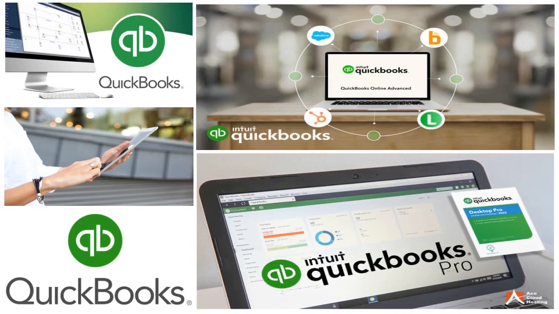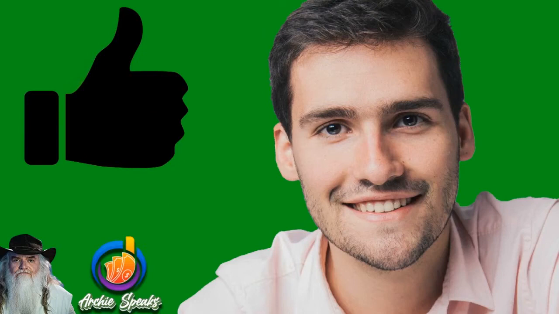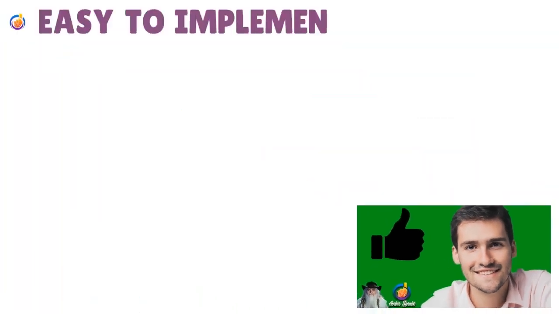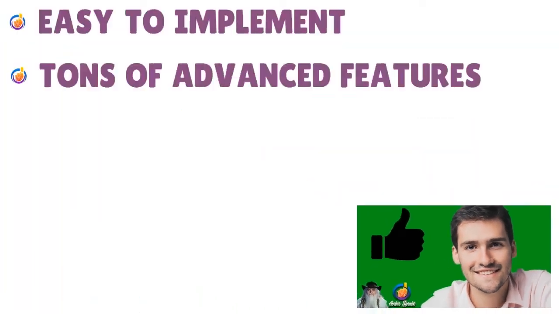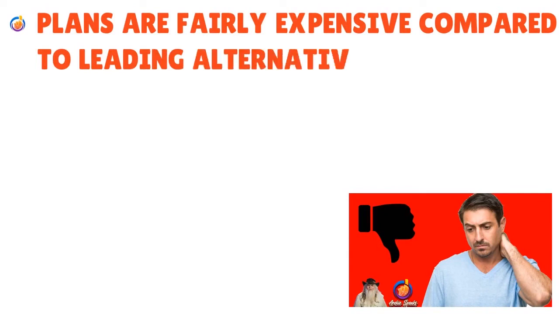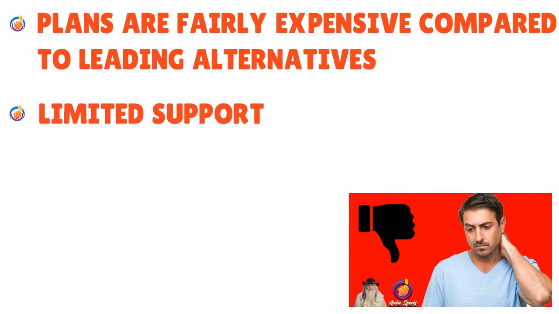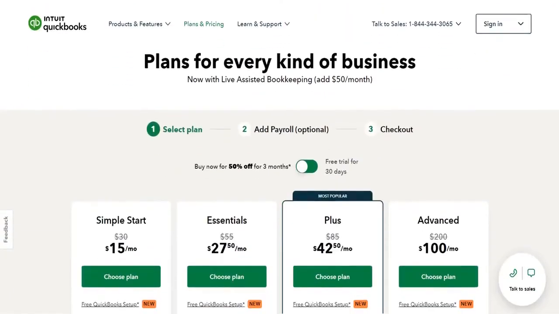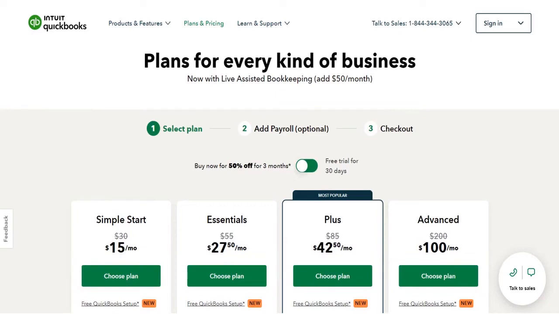And so what we love here are the pros and cons, by the way. Pros: easy to implement, tons of advanced features, intuitive mobile app, you have a free 30-day trial. What about the cons? Plans are fairly expensive compared to leading competitors, and you have limited support. Here is the pricing for QuickBooks as of the date of this show.